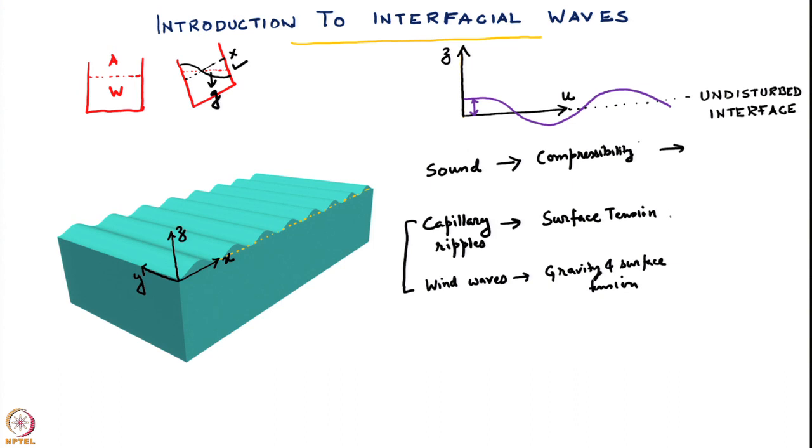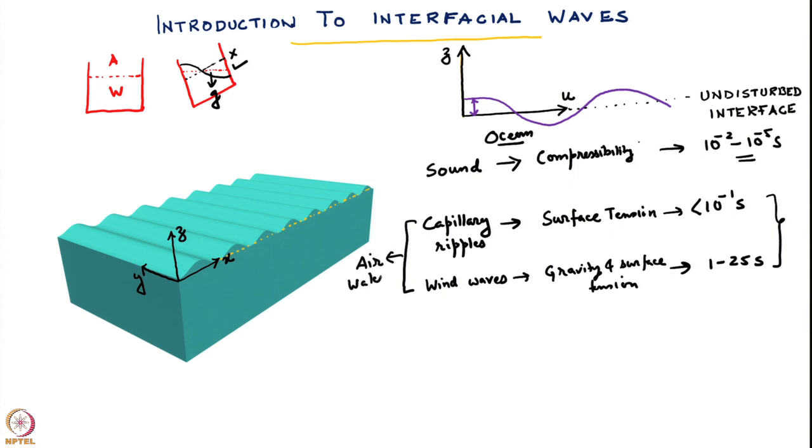Just to get an idea of how the time period of these waves varies, these are typical numbers in the ocean. So we are looking at sound propagation, for example, in the ocean. In the ocean, the typical period of sound waves in the interior of the ocean is about 10 to the power minus 2 to 10 to the power minus 5 second. For capillary ripples, it is less than 10 to the power minus 1 second. This is about 1 to 25 seconds. But in turn these two are much bigger than typically the sound waves. So as you can see, this is typically visible on the air water interface.